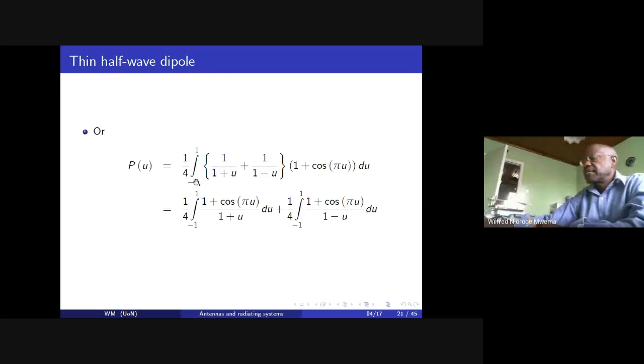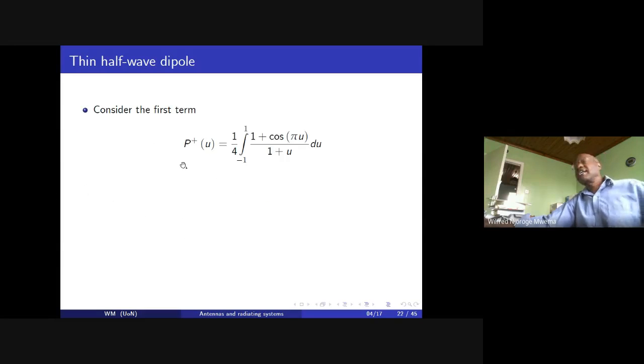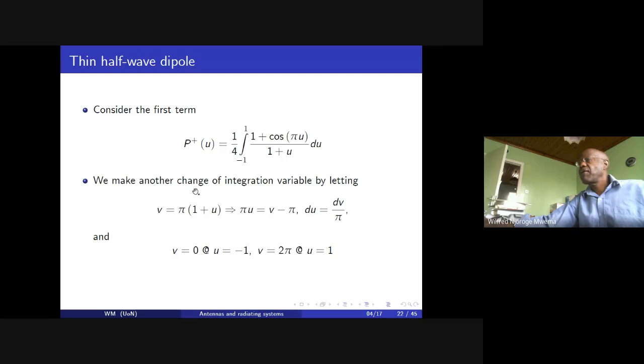Now, in other words, we can use the partial fraction expansion of 1 minus u squared, and we'll get 1 over 1 plus u plus 1 over 1 minus u, and we are multiplying that by the following values there. And therefore, we have two functions. That is, we have a half coming from this expansion, and the half that was multiplying. So we have a quarter now of the first term and the second term. So we consider the first term first and call it P plus of u. That is the integral with respect to 1 plus u at the bottom. And we can make now another change of integration variable by letting v be expressed as v equal to 1 plus u multiplied by pi.